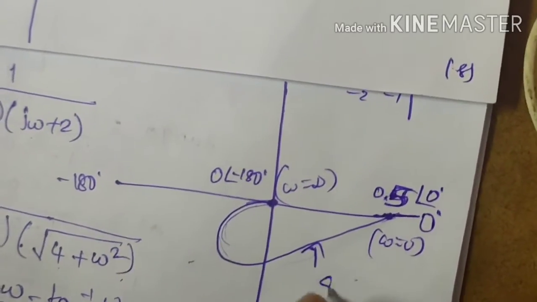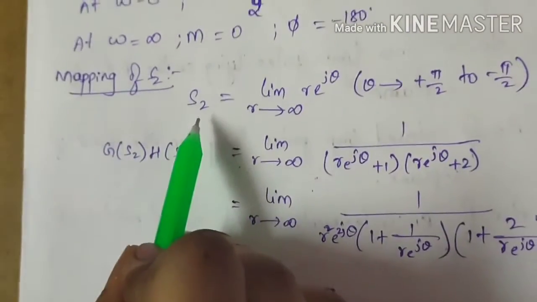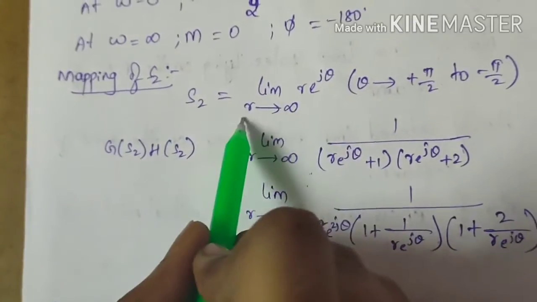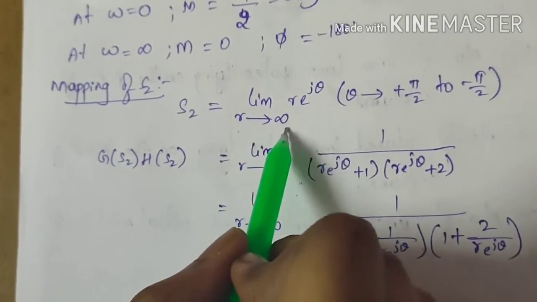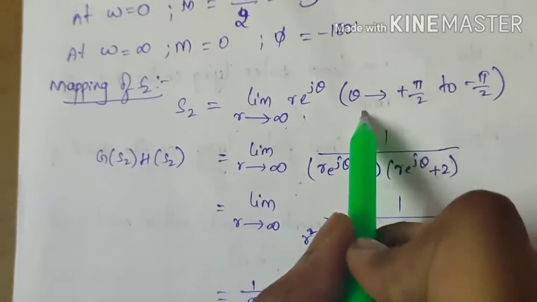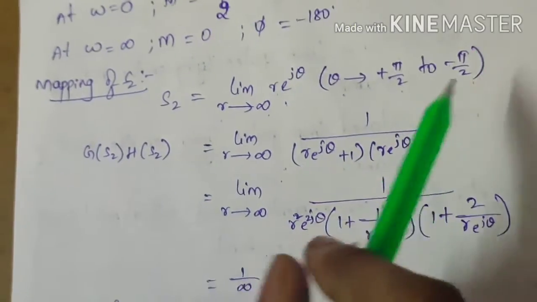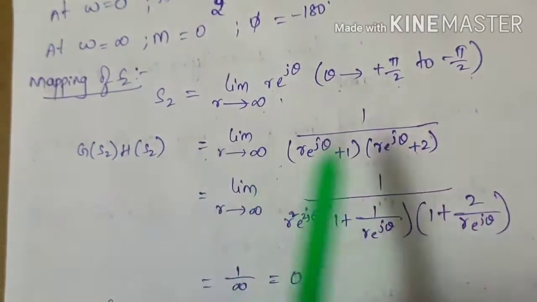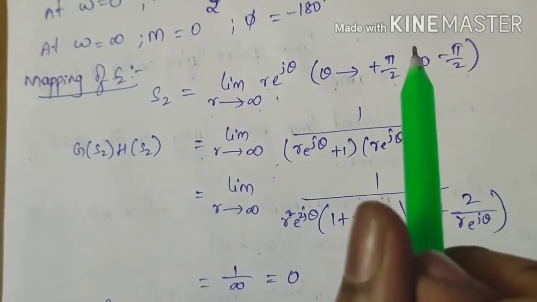This is the value of S1. Now look here, coming to section 2. As I told, the formula for S2: we have limit radius r tends to infinity, r into e to the power jθ, where θ is varying from plus π/2 to minus π/2. Remember, you have to follow these formulas for every problem in the Nyquist plot.